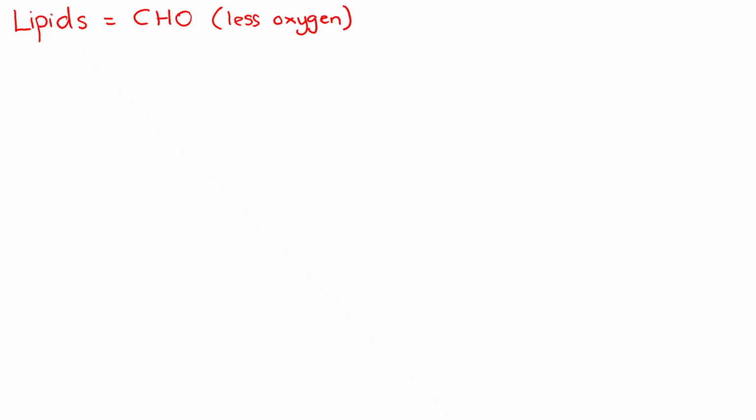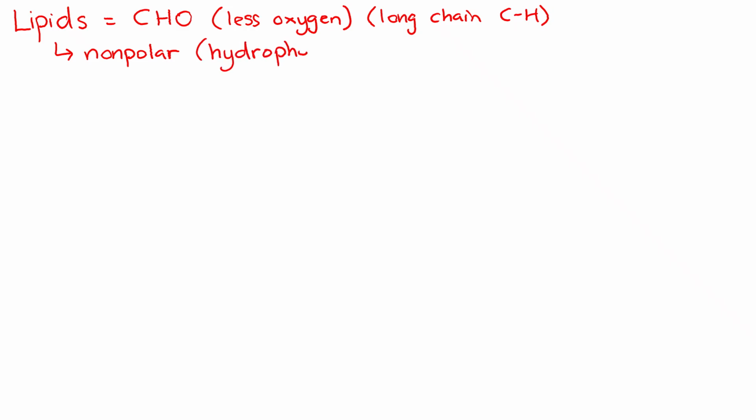CHO for carbohydrates is in a specific ratio, a 1 to 2 to 1. There are no such ratios here. There's usually a long chain of carbon-hydrogen bonds, and these are very high energy, and we're going to talk about that soon. And now we need to note that they are grouped, again, due to their non-polar characteristics, or hydrophobic characteristics.